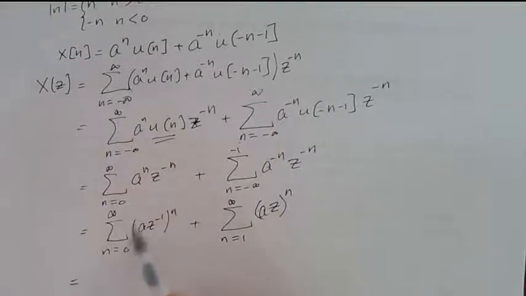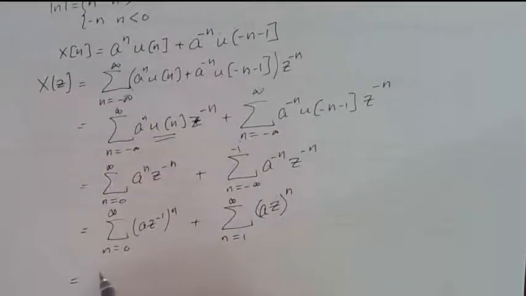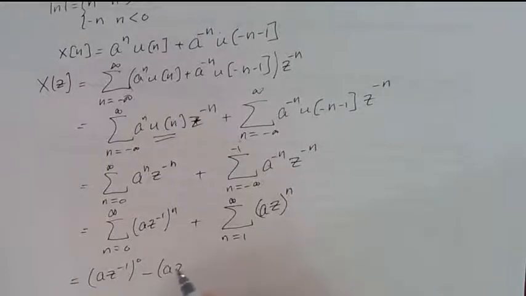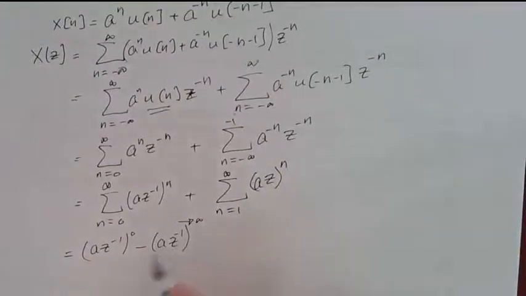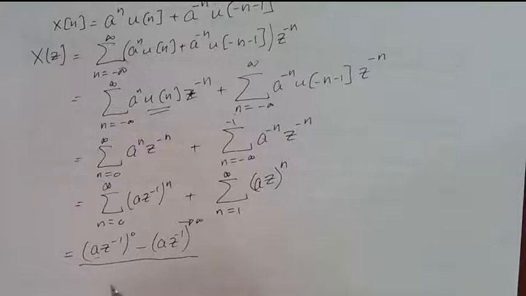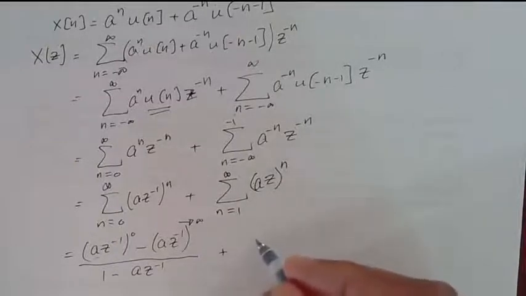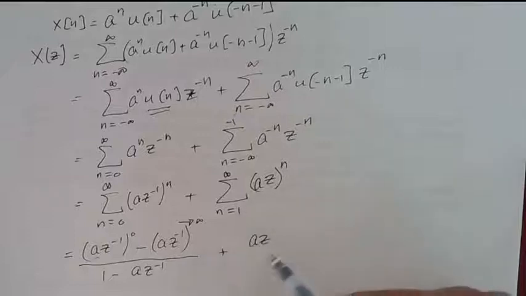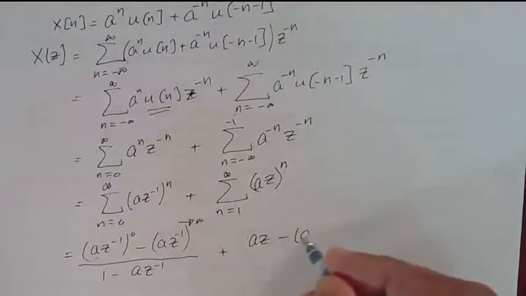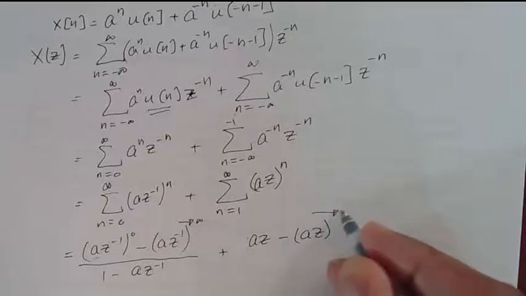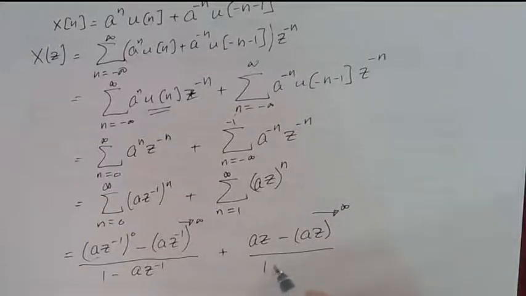This is now my right-sided sequence here. So this becomes a z to the minus 1 to the power 0 minus a z to the minus 1 to the power that goes to infinity, divided by 1 minus a z to the minus 1. And here I get a z to the n, so this will be a z to the power 1, which is just a z, minus a z to the power that goes to infinity, over 1 minus a z.